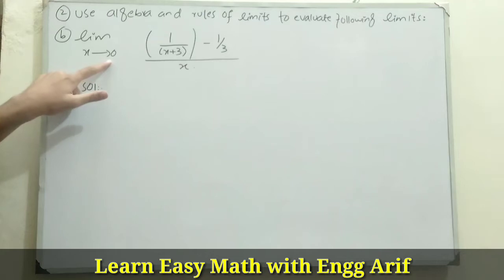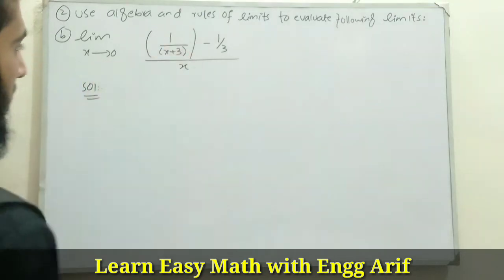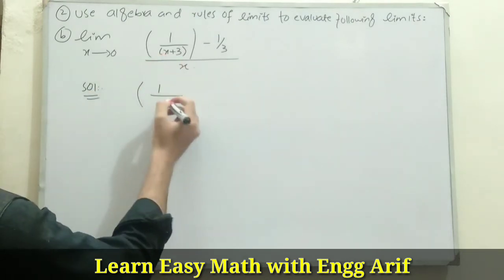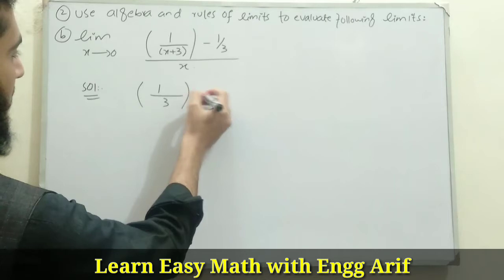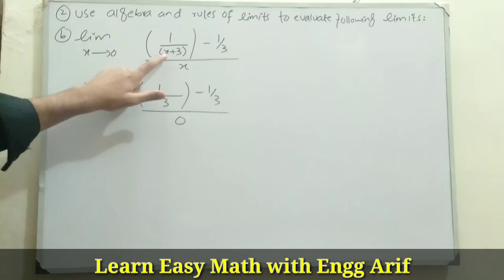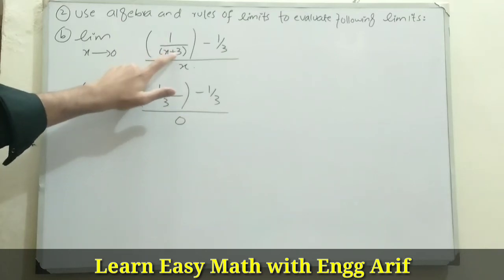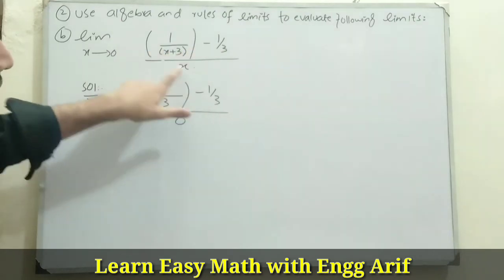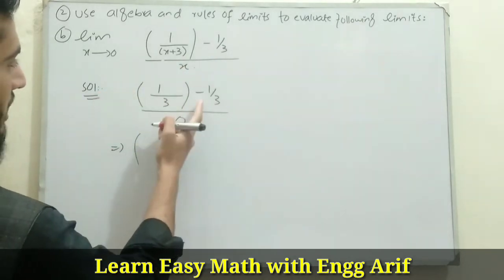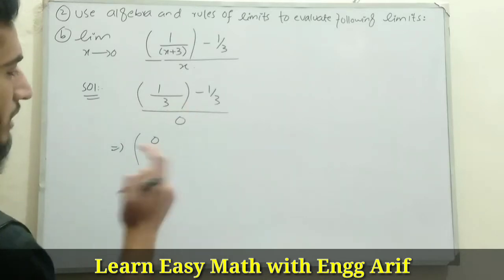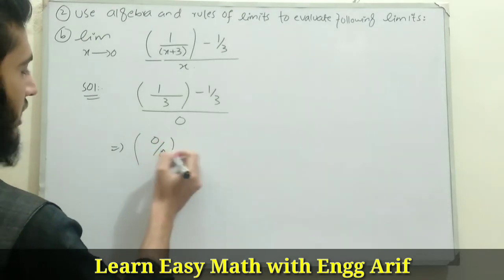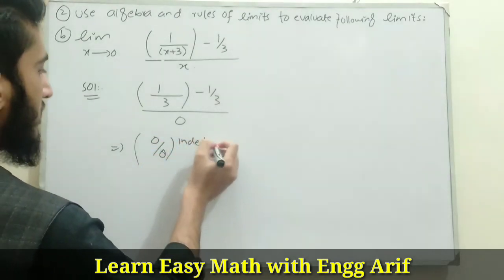Here x approaches to 0 means that we will put the value of x as 0 in this whole fraction. So it becomes 1 over x plus 3, x is 0, so 0 plus 3 gives us 1 over 3. And here is minus 1 over 3 divided by x, x is 0, so put 0. So it becomes 1 over 3 minus 1 over 3. You know that it gives us 0 because the same number subtracted from itself gives the result 0. So 0 by 0 is actually an indeterminate form, which we already learned in the previous problems.